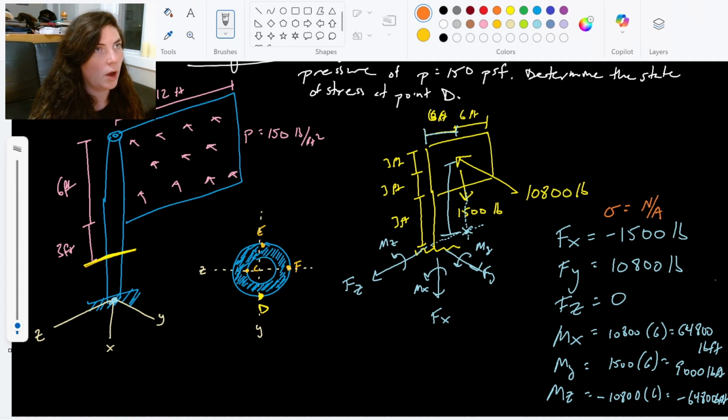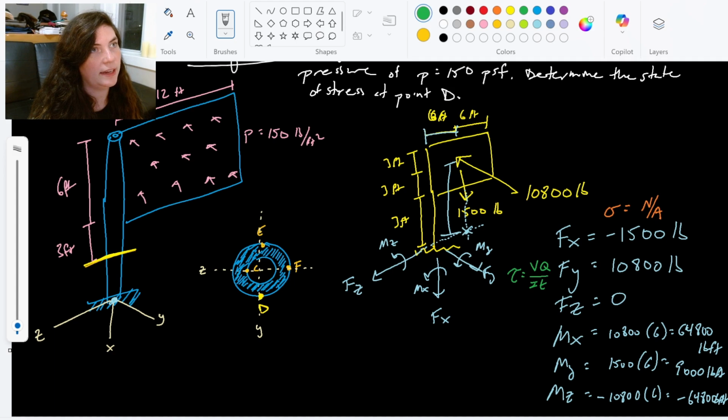Now how about Fy? Fy is in the same plane as the cross-section face, which indicates to us that this is a shear stress. This is a transverse shear. So this one is contributing to transverse shear. We know it's VQ over IT. VQ over IT. All right, Fz is 0, so there's nothing going on there.